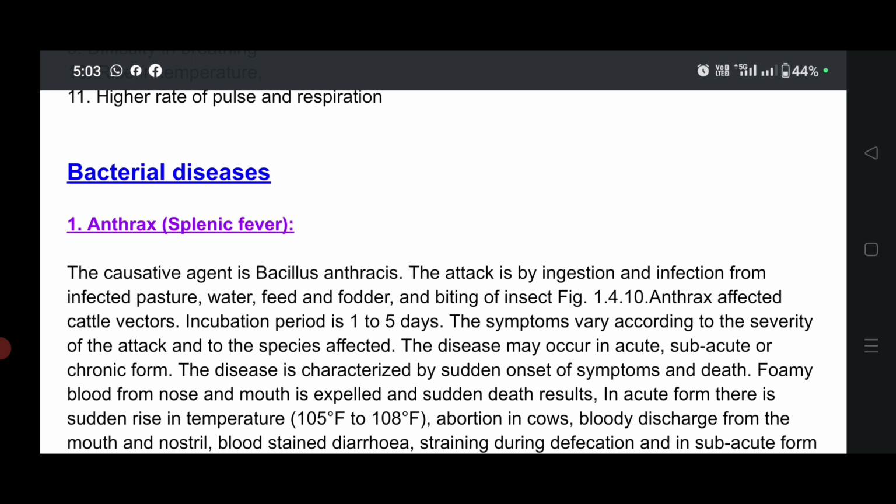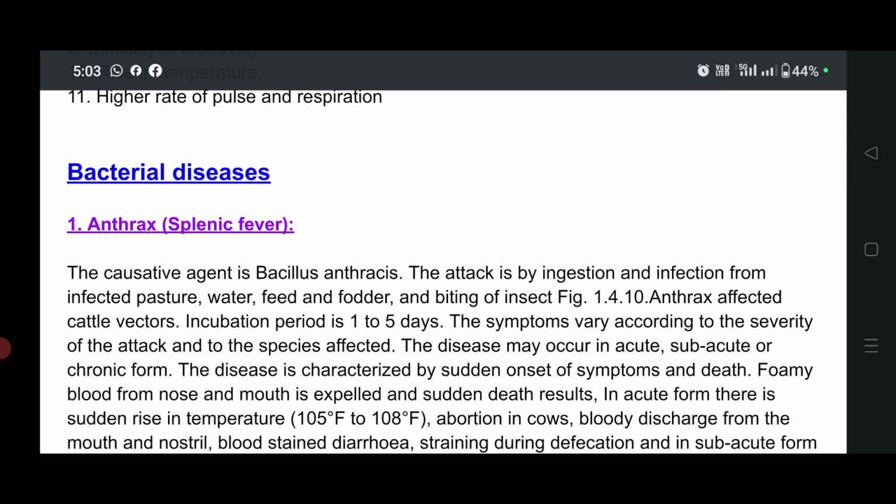The symptoms vary according to the severity of the attack and to the species affected. The disease may occur in acute, subacute or chronic form. The disease is characterized by sudden onset of symptoms and death. Foamy blood from nose and mouth is expelled and sudden death results.